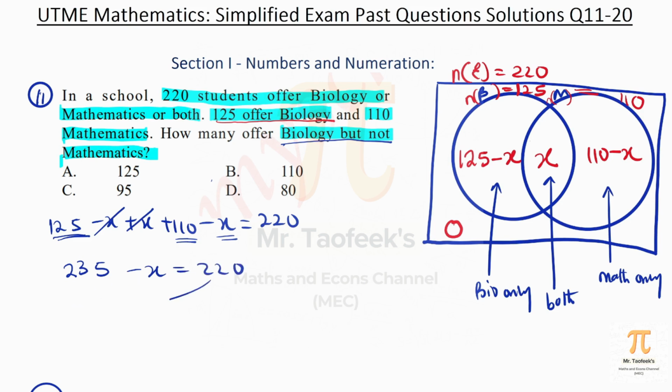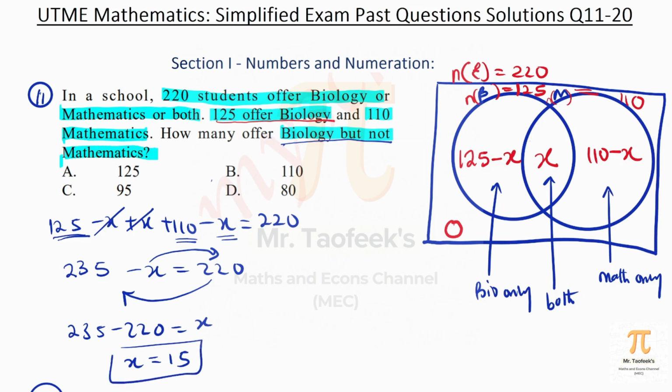So we can decide to move 220 here and take our minus X over there. So we have 235 take away 220, which is equal to X. So 235 take away 220, X is equal to 15. So there are 15 people in the middle over here.